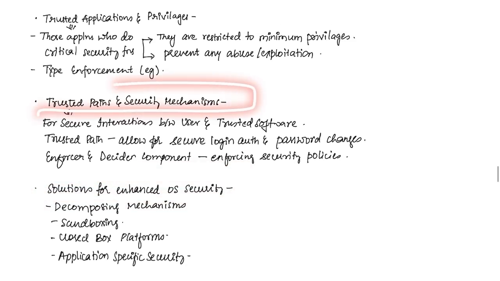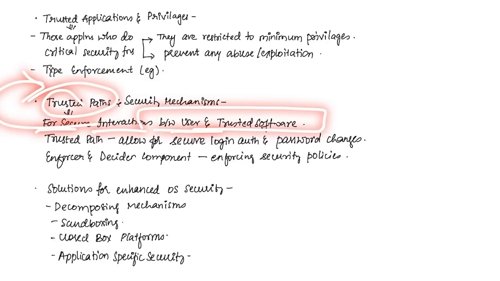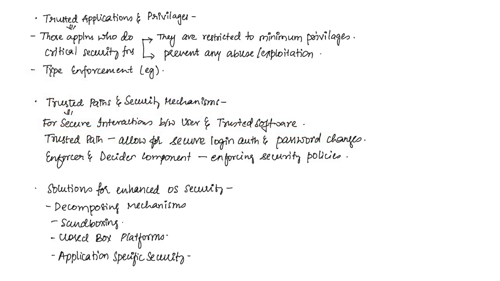Next, we have trusted paths and security mechanisms. Trusted path means for security interactions between the user and the trusted software, we make use of a trusted path. It will ensure that secure interaction is happening. Without this path, malicious software can enter through the trusted software and deteriorate the system security. The trusted path will allow for secure login authentication and password changes, and the enforcer and decider components will have the enforcing security policies. It will manage all the access control mechanisms and all of that.